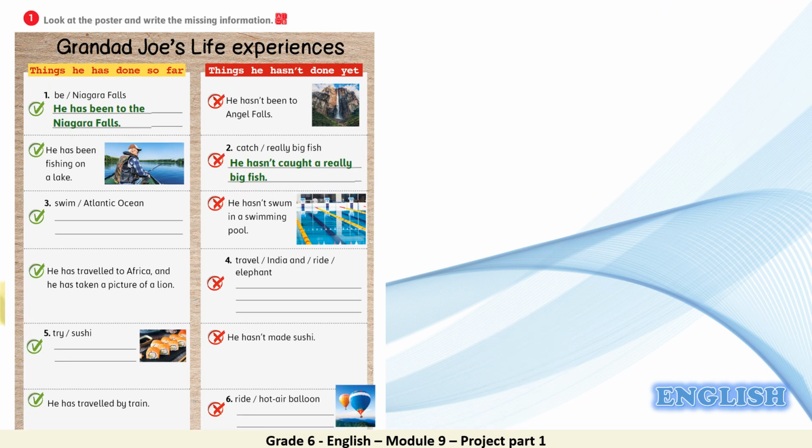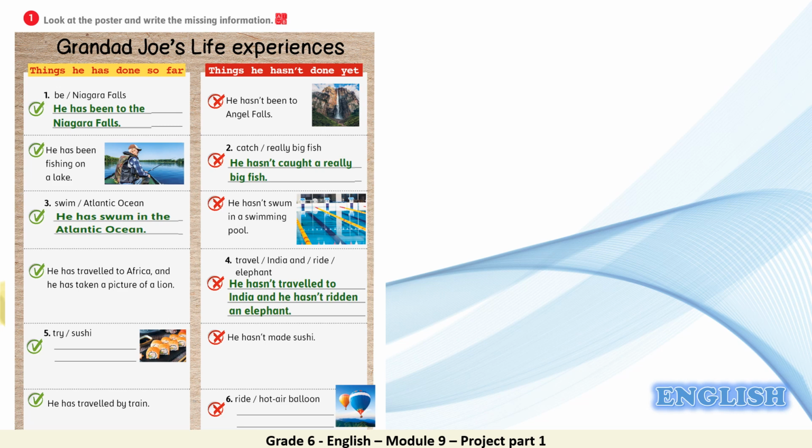Now, let's check our answers. Number 3, swim Atlantic Ocean. Well done. He has swum in the Atlantic Ocean. Number 4, travel India and ride elephant. It is in the right part of the poster, so the things he hasn't done, negative form. Well done. He hasn't traveled to India and he hasn't ridden an elephant.